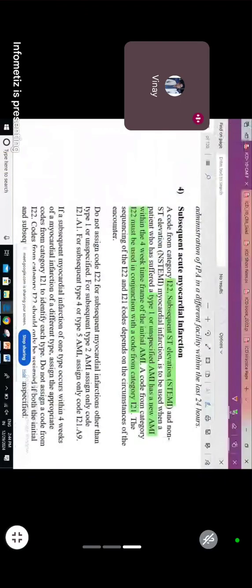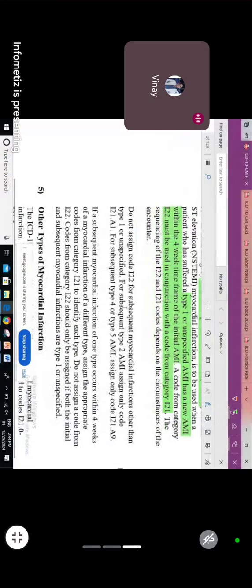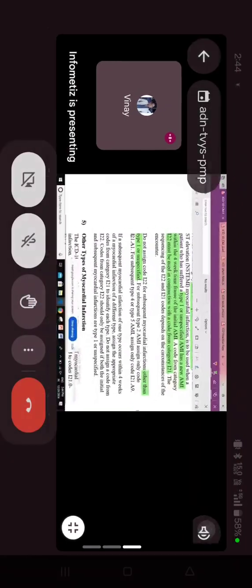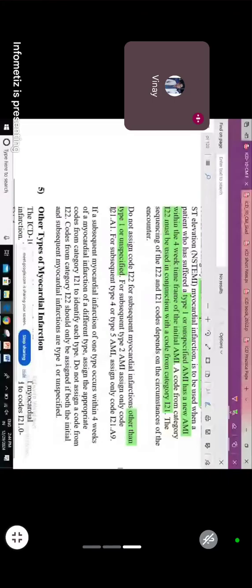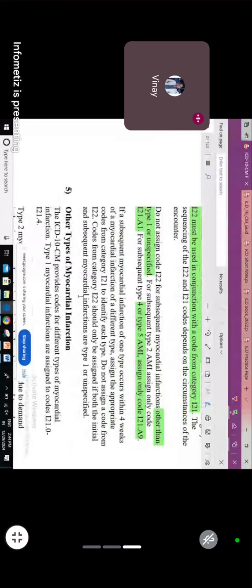Do not assign I-22 for a subsequent MI other than type 1 or unspecified. Okay, this one we can see. For a subsequent type 2 AMI, assign only code I-21.A1. For a subsequent type 4 or 5 AMI, assign I-21.A9. So subsequent is only and only for unspecified or type 1.